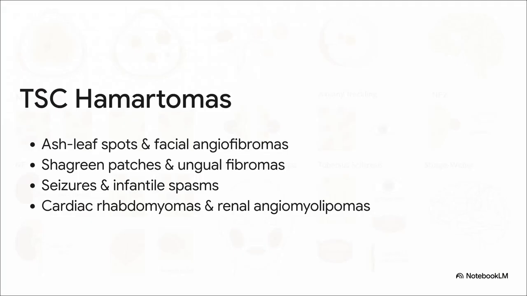Tuberous sclerosis is caused by TSC1 and TSC2 mutations and presents across multiple organs. Cutaneous signs are highly distinct. Look for hypopigmented ash leaf spots, facial angiofibromas, thickened shagreen patches, and ungual fibromas around the fingernails or toenails. Neurologically, there's a critical link to severe seizures, most notably infantile spasms, as well as intellectual disability and autism. Systemically, you have to screen for specific tumors, primarily cardiac rhabdomyomas and renal angiomyolipomas.